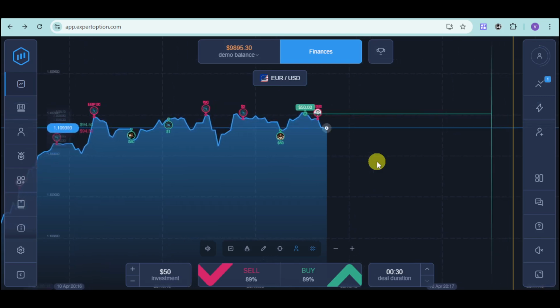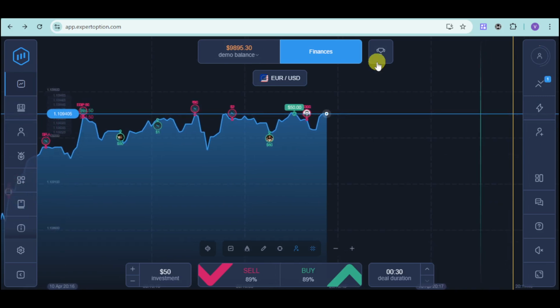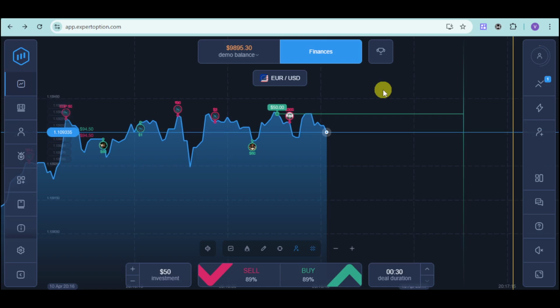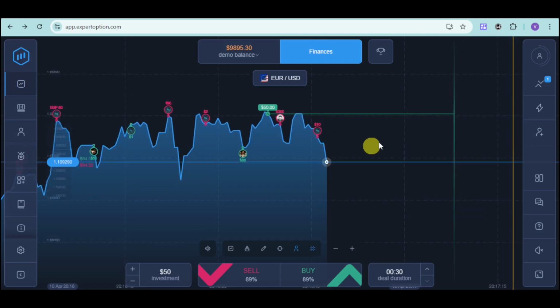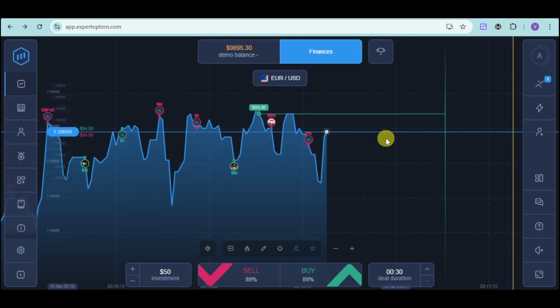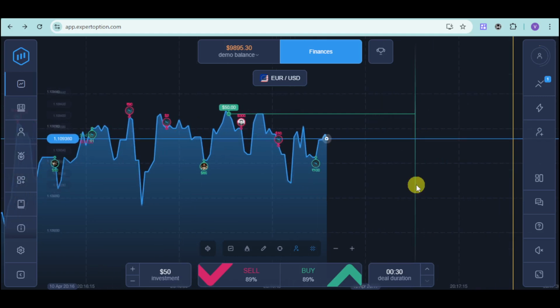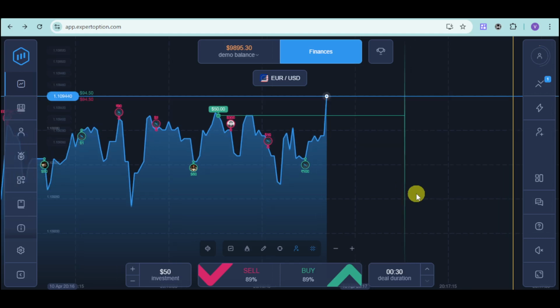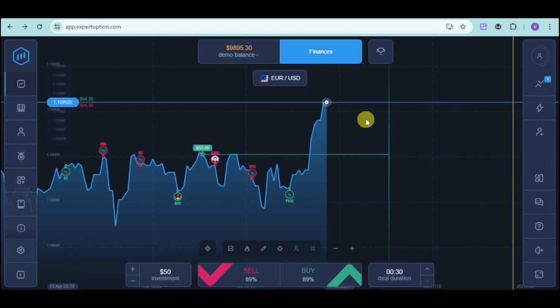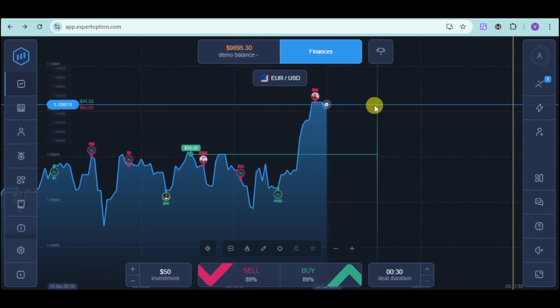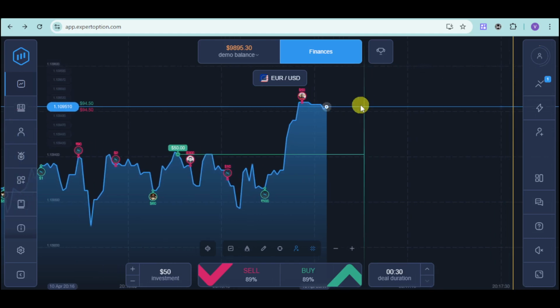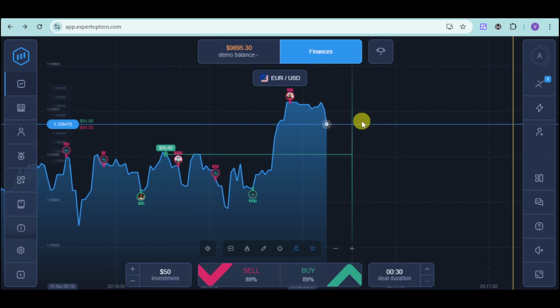When you buy something, the goal is to stay above this line. If you sell something, the goal is to stay below. Right now I'm actually losing, but let's hope that by the end of this particular line, we will earn something. As you can see right here, it's increasing and I have a good feeling about this, and I hope we earn something in this case.